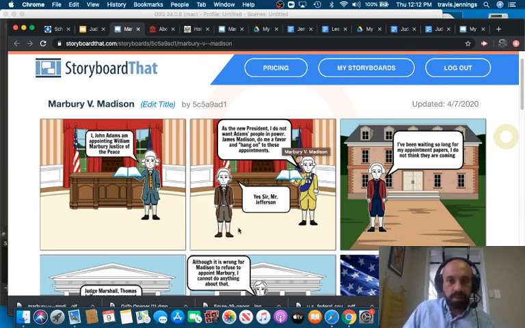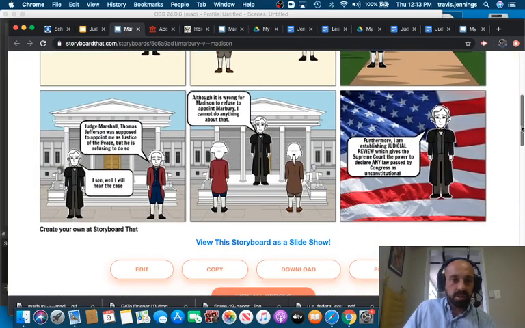So he said, yes, sir, Mr. Jefferson. And here we have William Marbury saying, "I've been waiting so long for my appointment papers. I do not think they're coming." So he goes to the Supreme Court and goes to Judge Marshall and says, Thomas Jefferson was supposed to appoint me as justice of the peace, but he is refusing to do so. And Judge Marshall says, "Okay, I will hear this case."